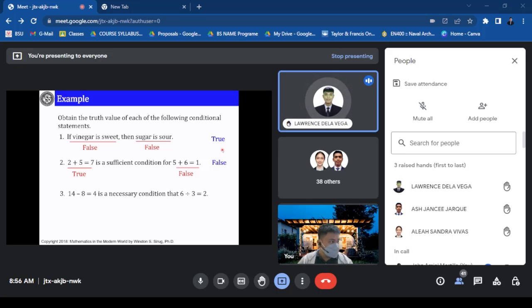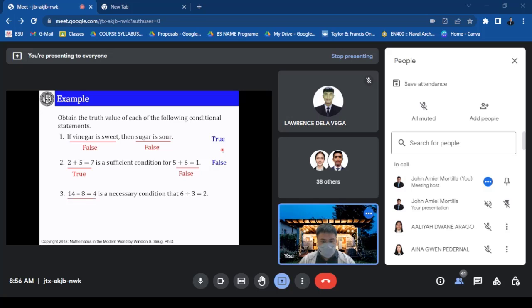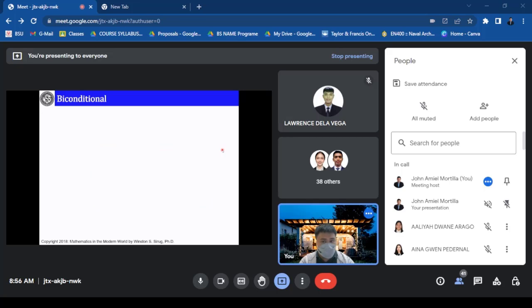The statement is true po. 14 minus 8 is equal to 4 is false. And 6 divided by 3 is equal to 2 is true. Therefore, the statement is true. Okay. So, since our first statement is false, then our second statement is true. By the condition, our compound statement is true.